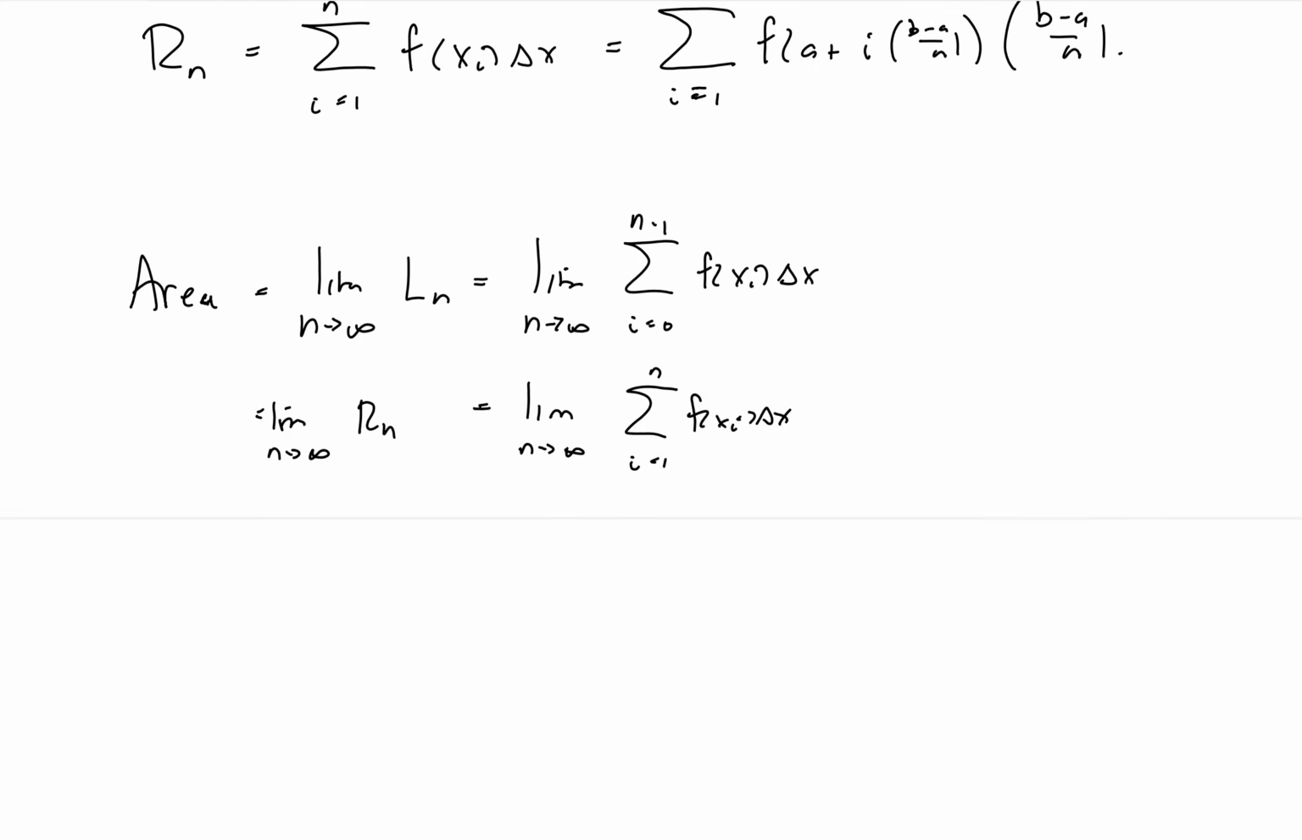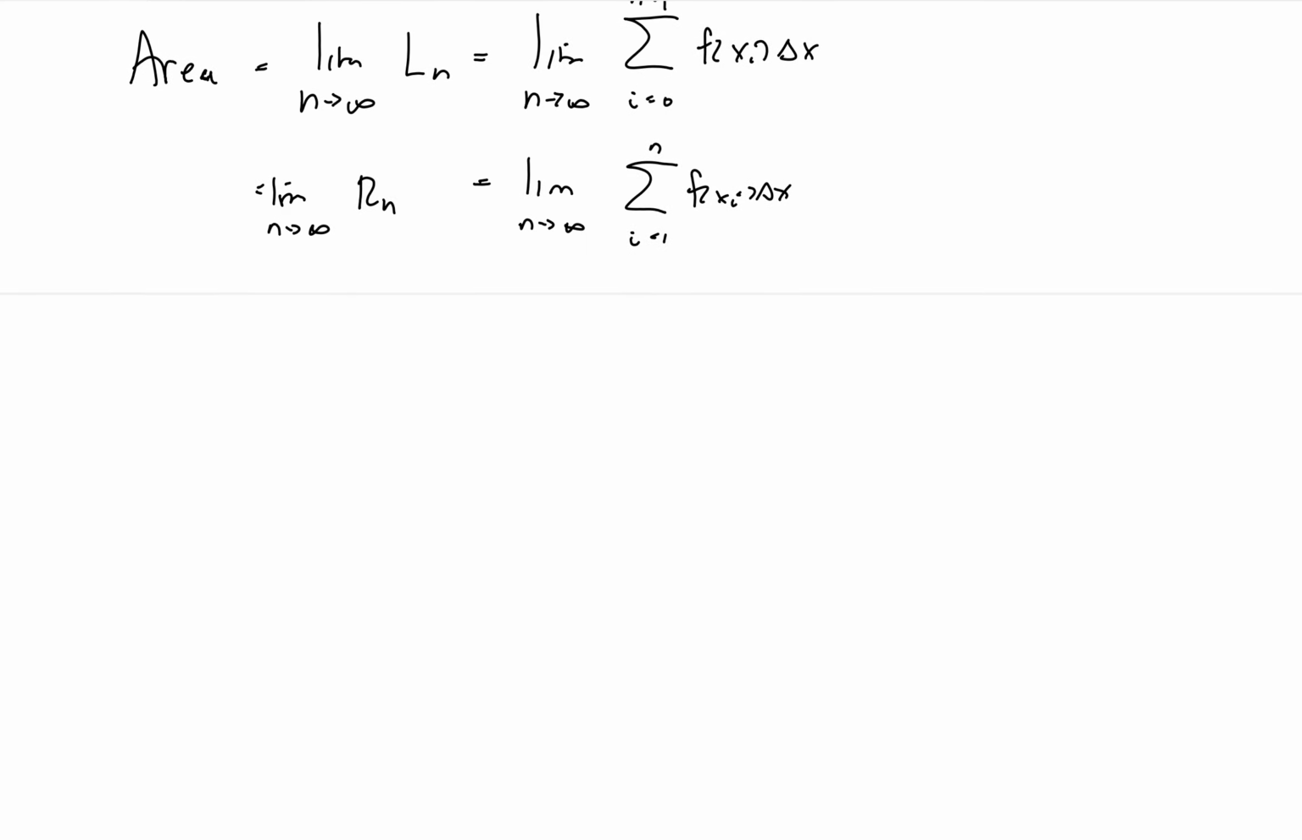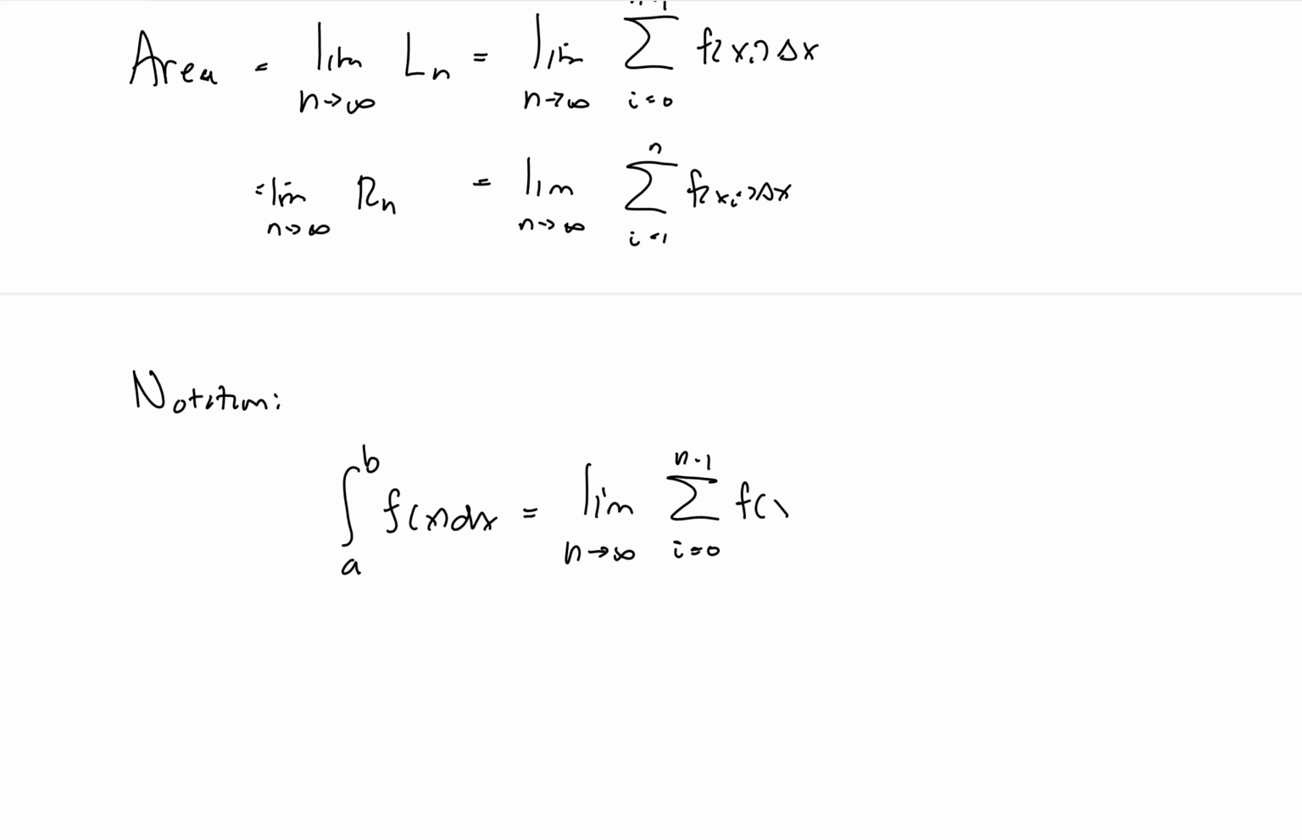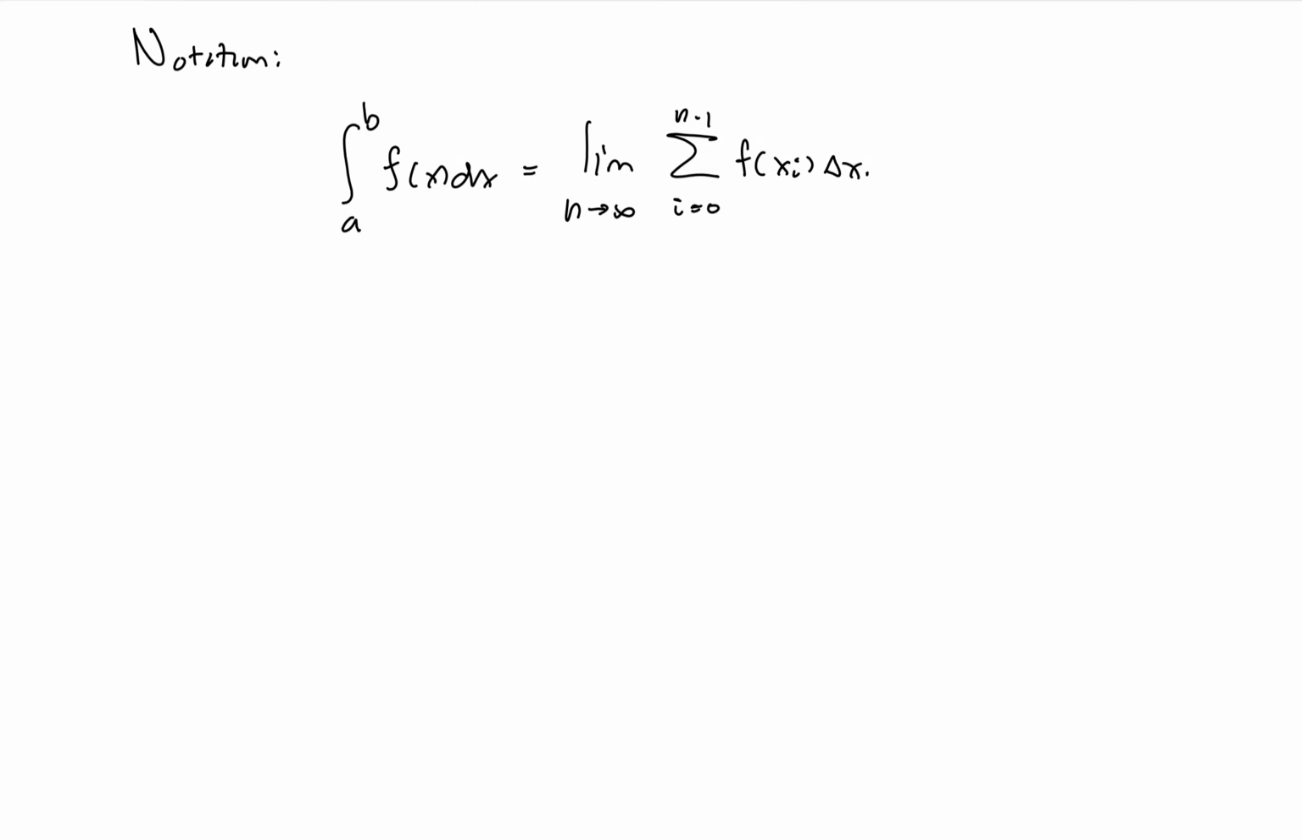So again, this limit here is our definite integral, and so our notation, just like before, is the integral, and now we're going from a to b as our interval, and our function here is f of x. And then we put the dx there, and so this is the limit as n goes to infinity. And I'll just write it with the left-hand sum. Right-hand sum is fine as well. So that's how we find the area if the function's positive.